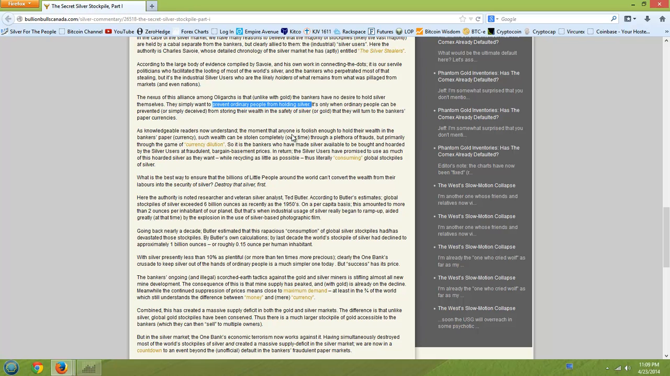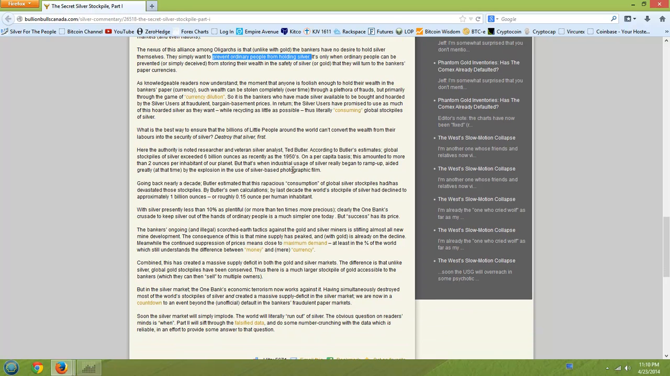As knowledgeable readers now understand, the moment that anyone is foolish enough to hold their wealth in the bankers' paper currency, such wealth can be stolen completely over time through a plethora of frauds, but primarily through the game of currency dilution. So it is the bankers who have made silver available to be bought and hoarded by the silver users at fraudulent bargain basement prices. In return, the silver users have promised to use as much of this hoarded silver as they want while recycling as little as possible, thus literally consuming global stockpiles of silver.